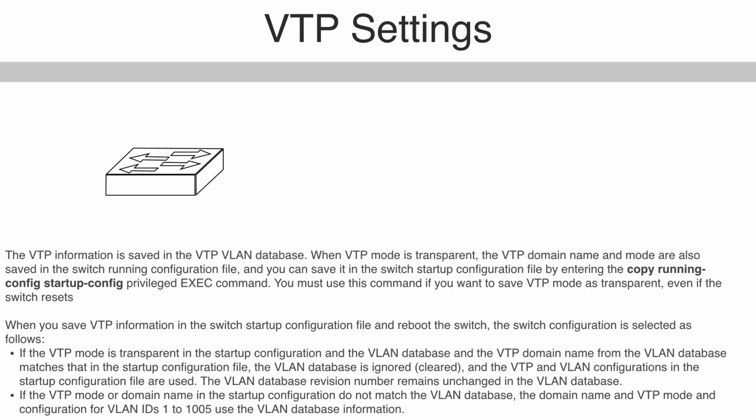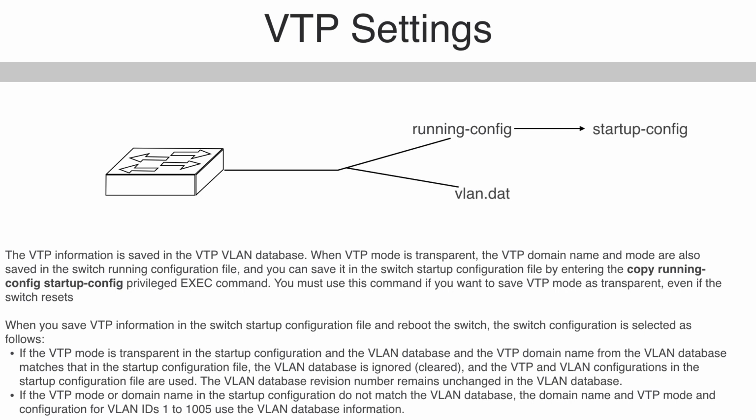VTP Settings. The VTP information is saved in the VTP VLAN database. When VTP mode is transparent, the VTP domain name and mode are also saved in the switch running configuration file, and you can save it in the switch startup configuration file by entering the copy running-config startup-config privileged EXEC command. You must use this command if you want to save VTP mode as transparent, even if the switch resets.